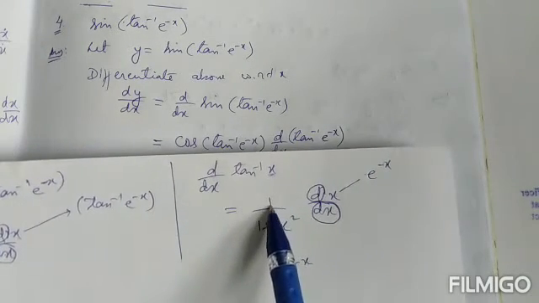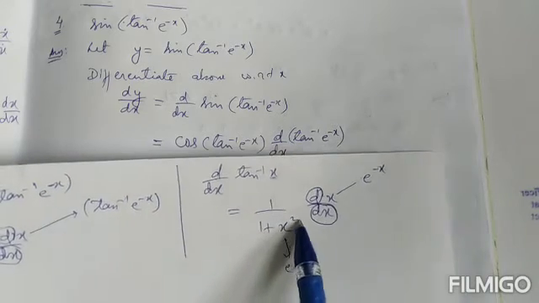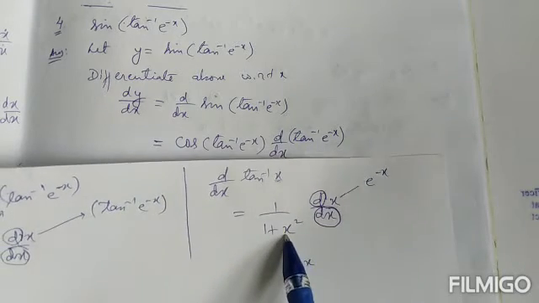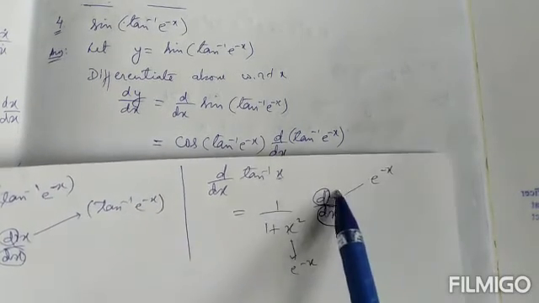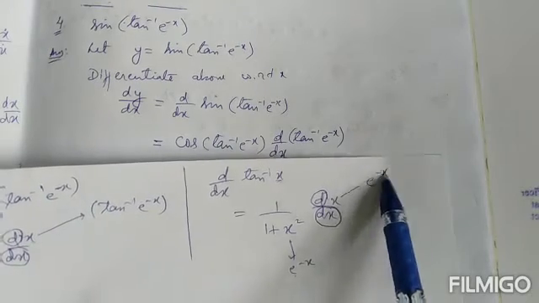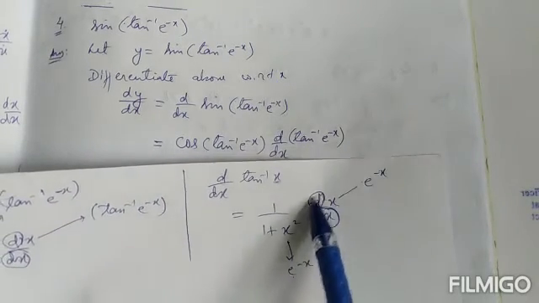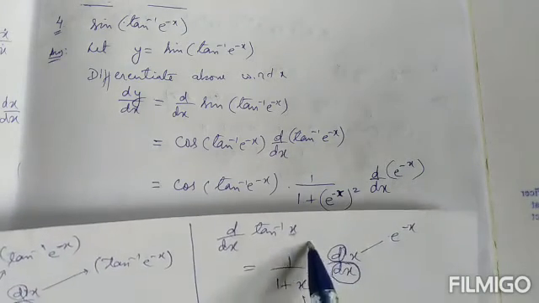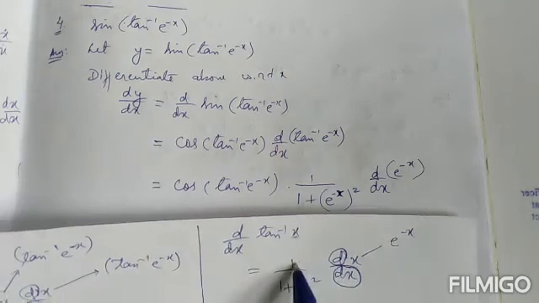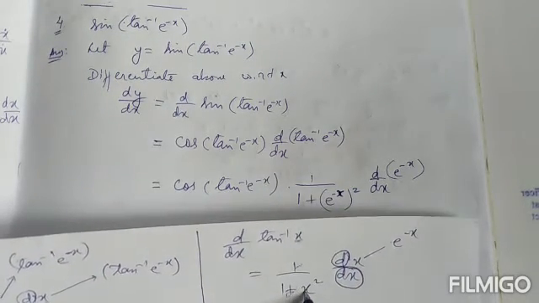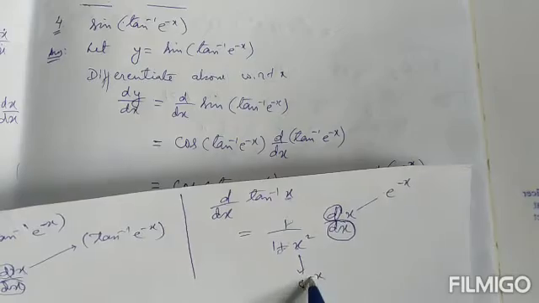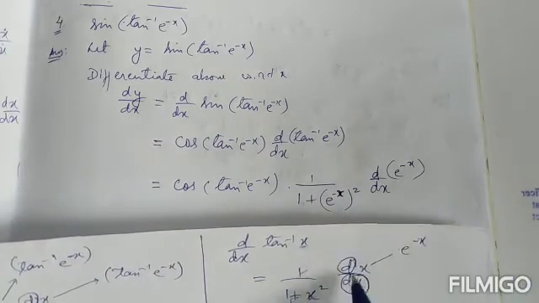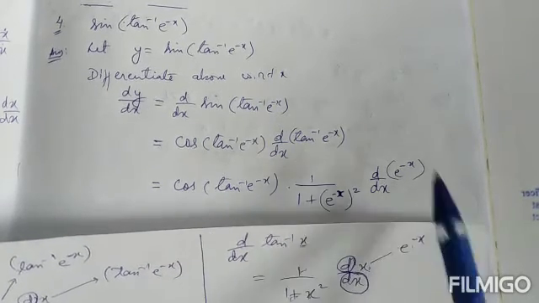In the actual formula, I will have 1 divided by 1 plus x square dx by dx. But in this case, in place of x, what should I have? E power minus x. In place of x again, I should have e power minus x, whereas d by dx remains the same. That means in the next line, what should I have? This one remains the same. I should have 1 divided by 1 plus x squared. That means in place of x, I'll have e power minus x, which I have written here, e power minus x whole thing squared. Again, in place of this x, what will come? E power minus x.